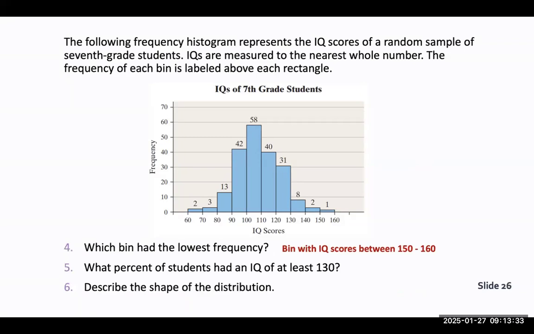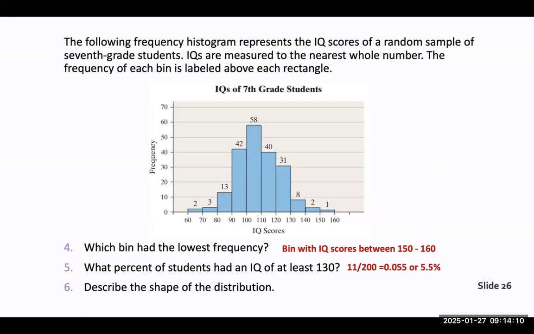What percent of students had an IQ of at least 130? So this question is asking you, how many students had an IQ score of 130 or higher? So when it says at least, that means the lowest number is 130. From the bar graph, we see there were 8 students with 130 to 140, 2 with 140 to 150, and 1 with 160. So if we add all of those numbers up, we get 11. So there were 11 students with an IQ of 130 or above.